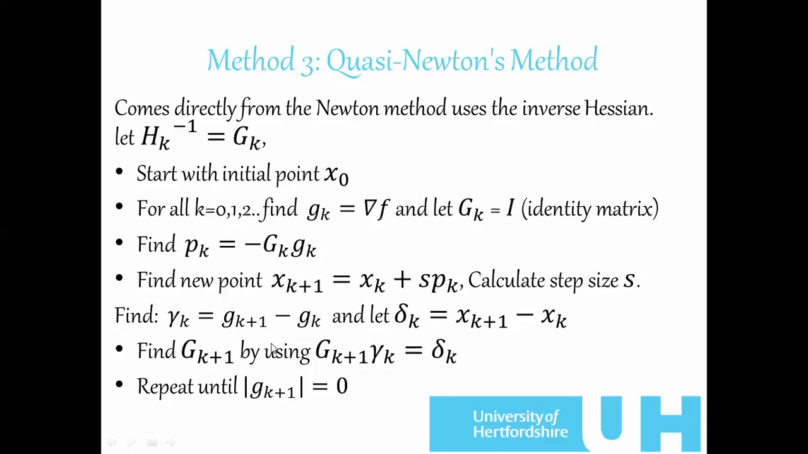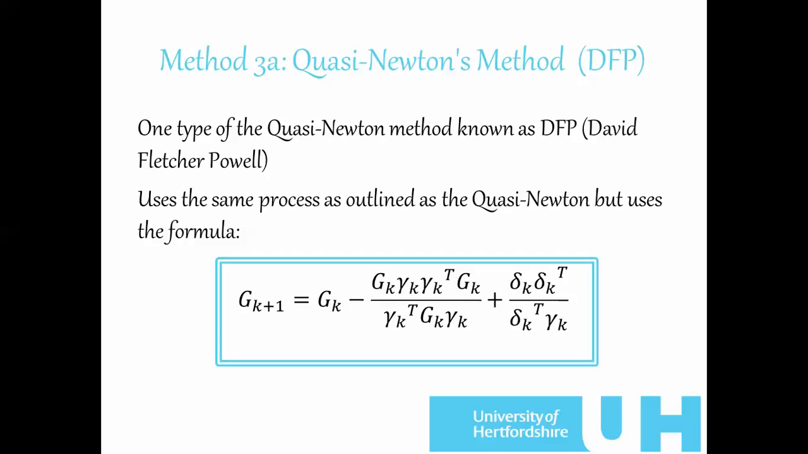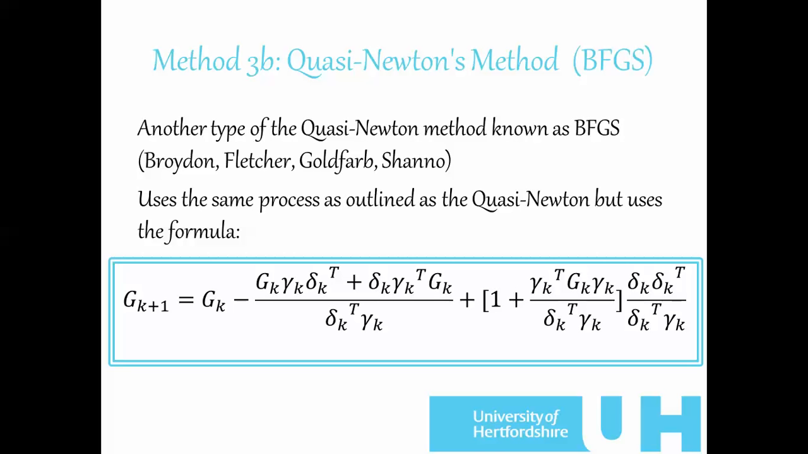With this, we've got two methods for the Quasi-Newton. The first is known as DFP, which stands for Davidon, Fletcher, Powell. That's one type of Quasi-Newton method, and it uses this formula. Again, we repeat this process until the gradient is equal to 0 or sufficiently small. The second method is the BFGS, which stands for Broyden, Fletcher, Goldfarb, and Shanno. It uses the same process as the Quasi-Newton, and we take these components and put them into this formula, and we repeat it until the minimum is found.